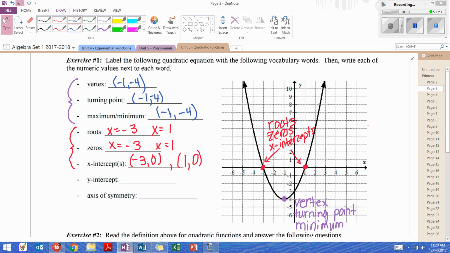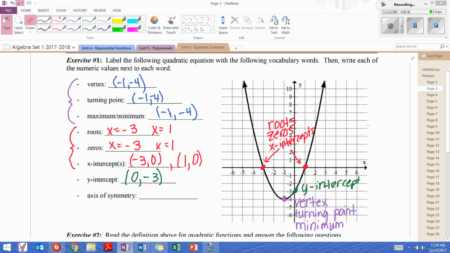All right, I'm going to use green for the y-intercept. You guys know this already. There it is, the y-intercept. The place where it crosses the y-axis. So this is at the point 0, -3, because we didn't go left or right, but we went down 3.